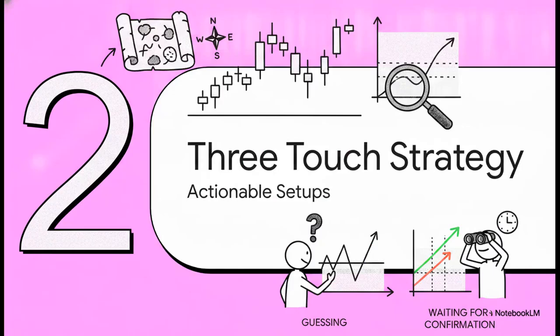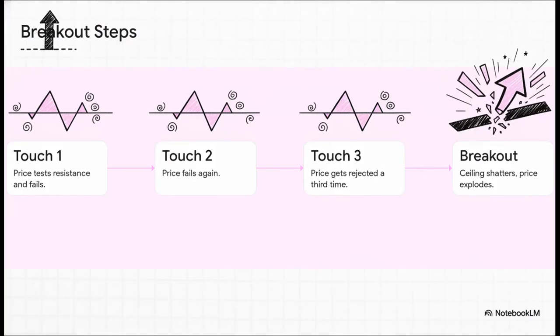Moving right along to section 2, the three-touch strategy. All right, so this right here is where amateurs guess, but pros wait for confirmation. Let's break it down. Step 1, the price tests the resistance and fails. That's touch 1. Step 2, it rallies back up, fails again. That's touch 2. Step 3, it tries for a third time, gets rejected. Touch 3. By now, you can literally feel the tension building. When the price approaches that line for the fourth or fifth time, boom, step 4 happens, the breakout. The ceiling completely shatters and the price just explodes upward.